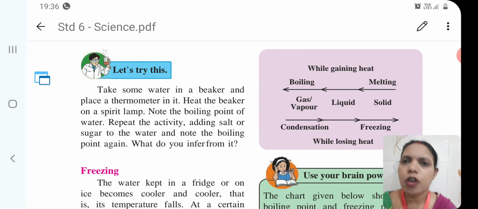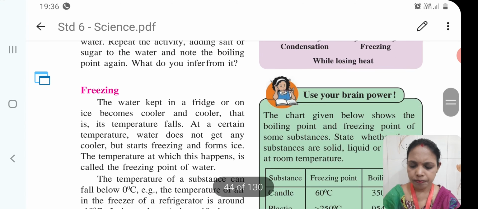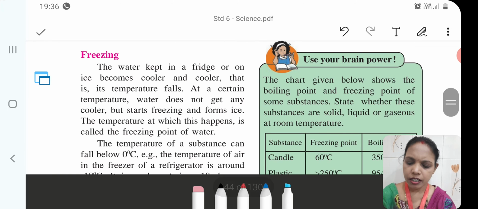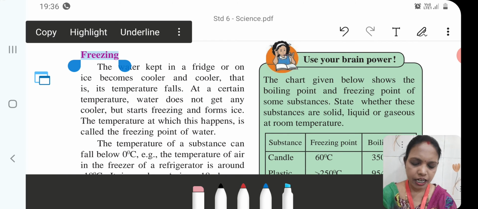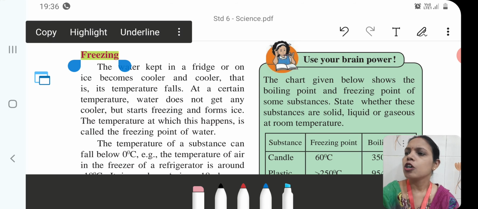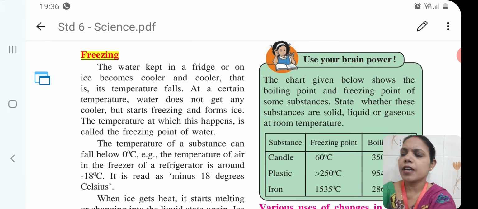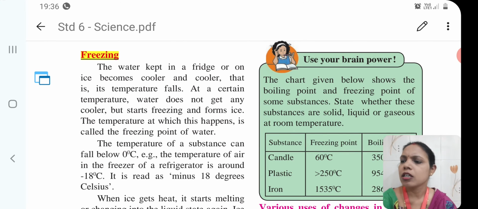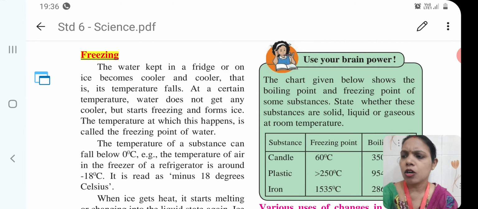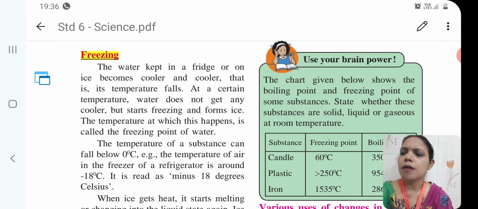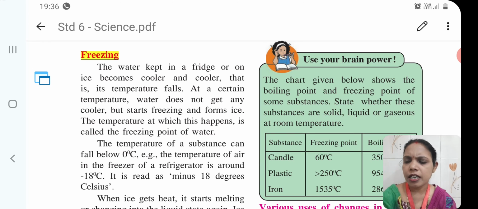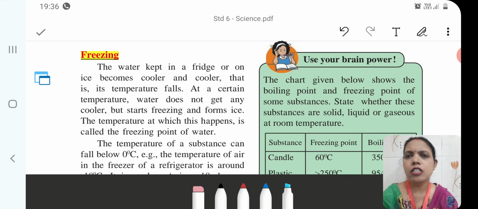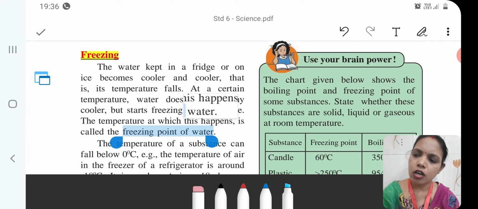Then the next point is our freezing point. Conversion of the liquid state into the solid state is called freezing. So children, the water kept in a fridge or with ice becomes cooler and cooler. That is, its temperature falls down to a certain temperature. Water doesn't get any cooler but starts freezing and forms ice. So the temperature at which this happens is called the freezing point of water.